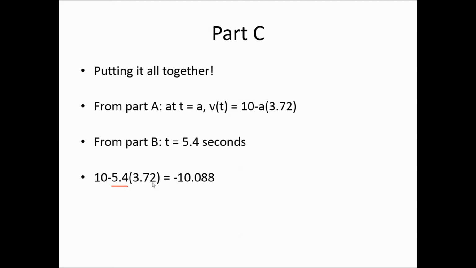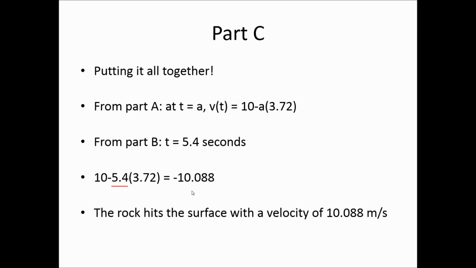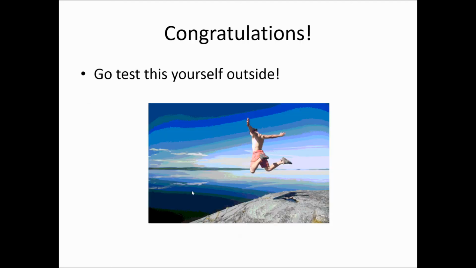It is negative, which makes sense because our rock is falling back towards the ground, and we originally were measuring height above the ground as a positive number. Thus, the rock hits the surface with a velocity of 10.088 meters per second. The key for understanding position and velocity problems is remembering that velocity is a derivative of position, so being provided a formula for height will also allow us to calculate the velocity at any given time.